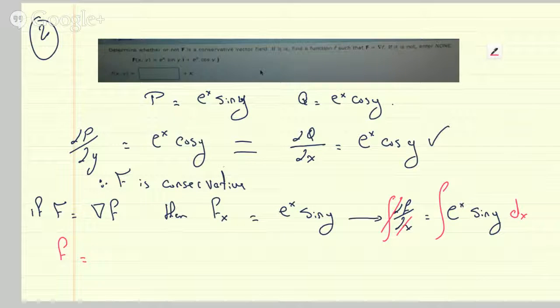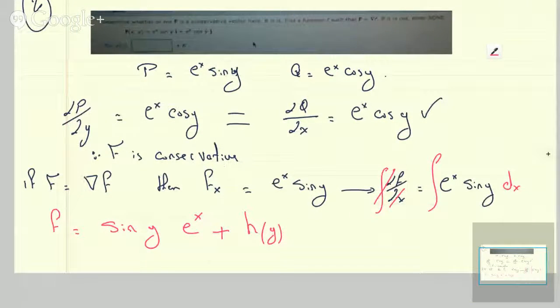I hold y fixed, so this would just be sine y times the integral of e to the x, which is e to the x, plus my constant of integration, which is going to be some function of y, h of y. I'm not sure about it at this point, but it has to be a function of y, since we are dealing with an x and y dependency.